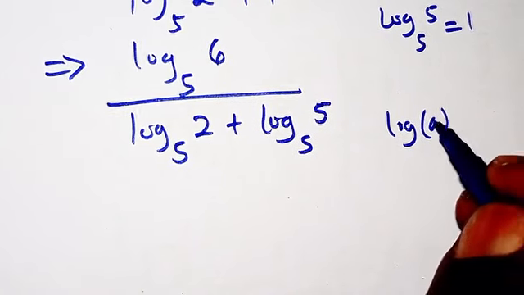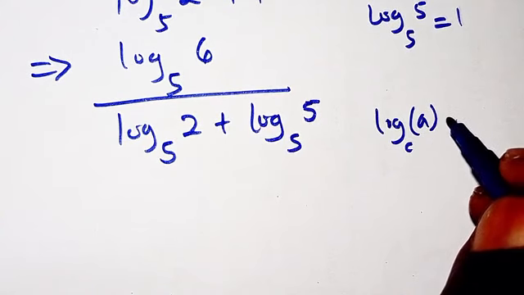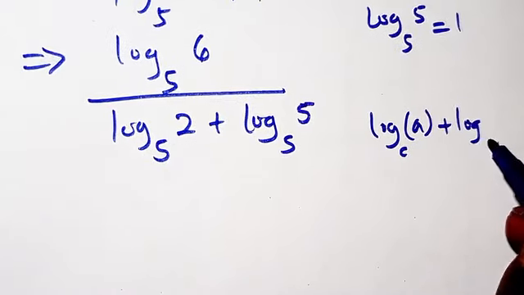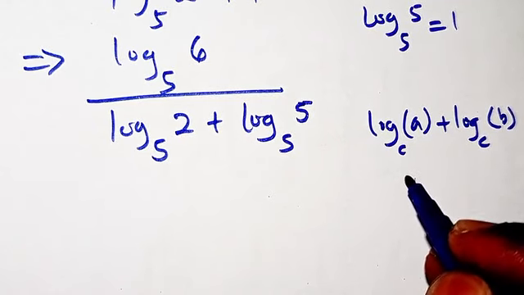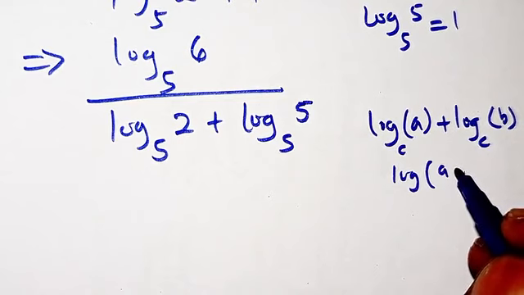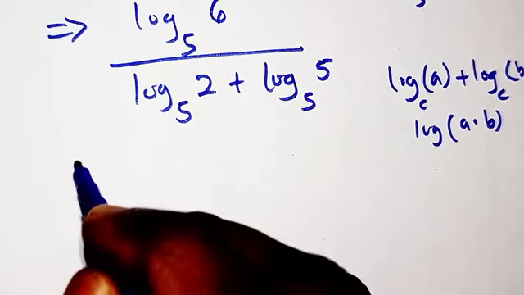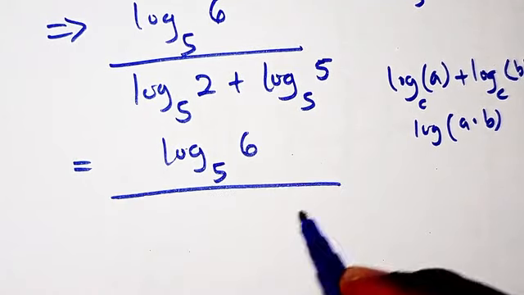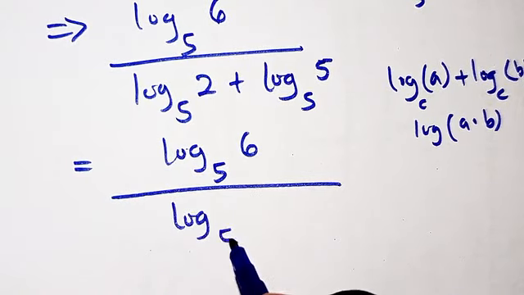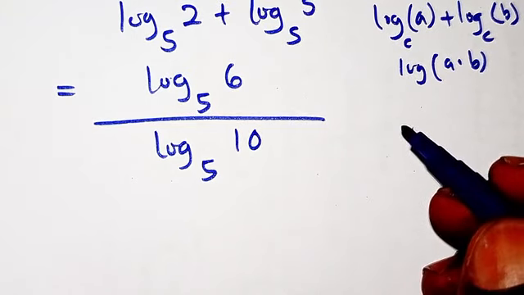The next thing we're going to do now is from this bottom. We have log a plus log c. Let's say you have b here, so you know that this is going to be log of a multiplied by b, so we are going to use it here. So this is going to be log base 5 of 6 all over log base 5 of 2 times 5. 2 times 5 gives us what? 10.